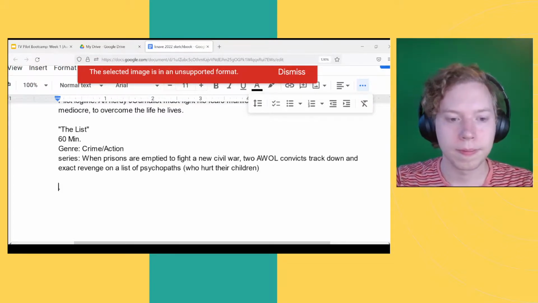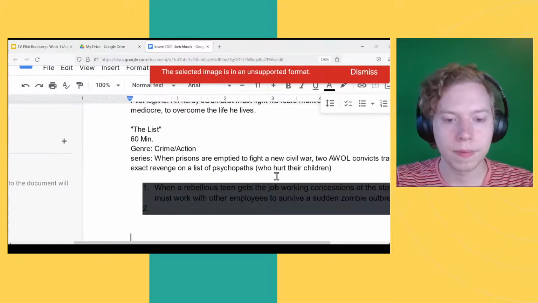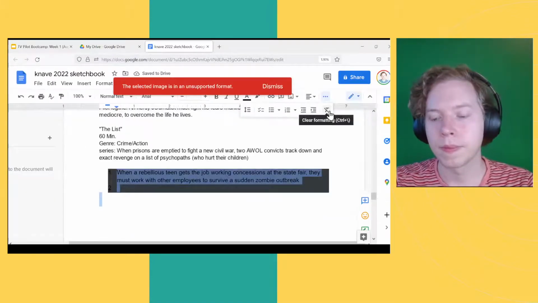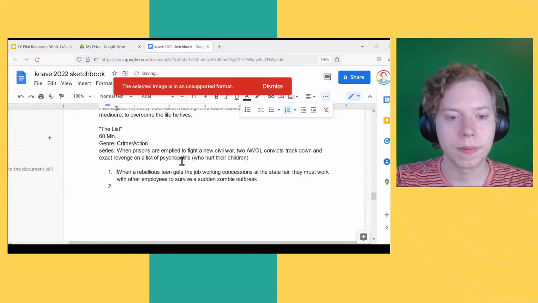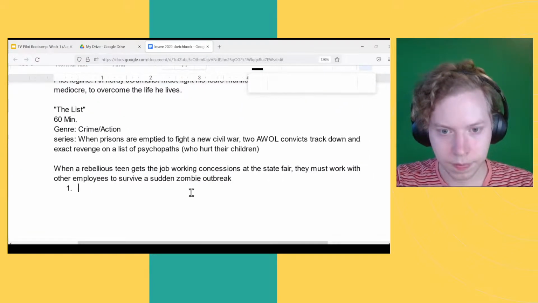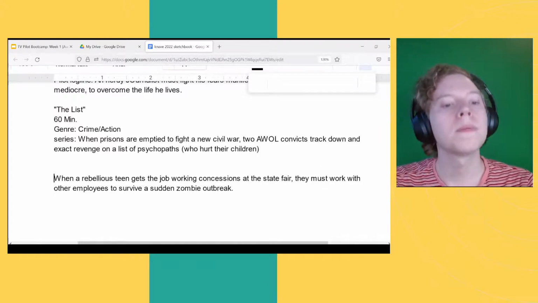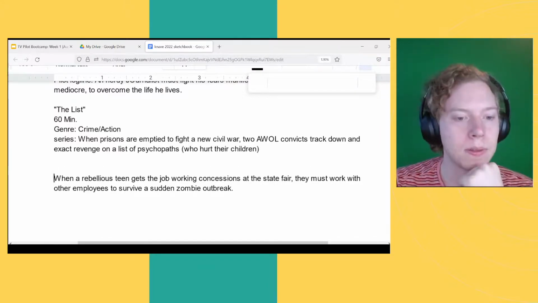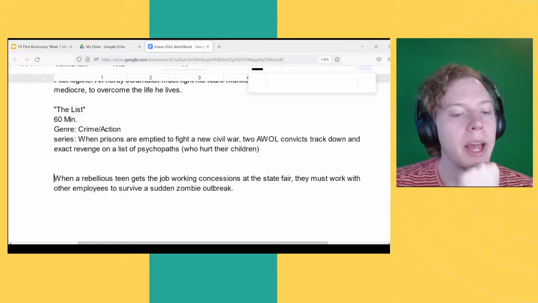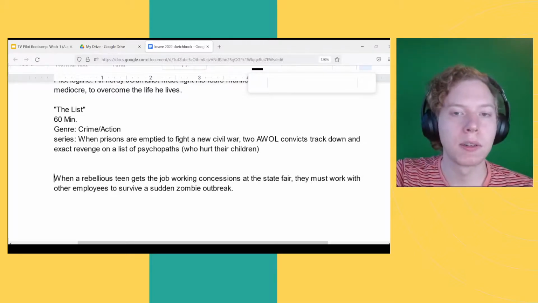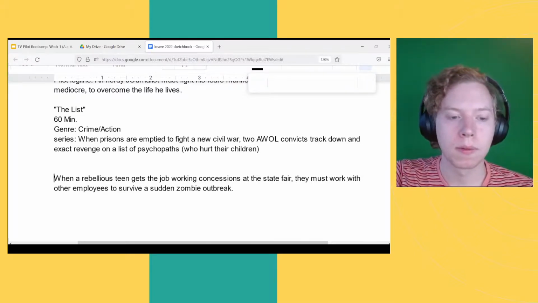This is, I guess, for the first episode. When a rebellious teen gets a job working concessions at the state fair, they must work with other employees to survive a sudden zombie outbreak. It's sort of a comedy horror type thing. Okay, is this the pilot or series logline? This is the pilot one.